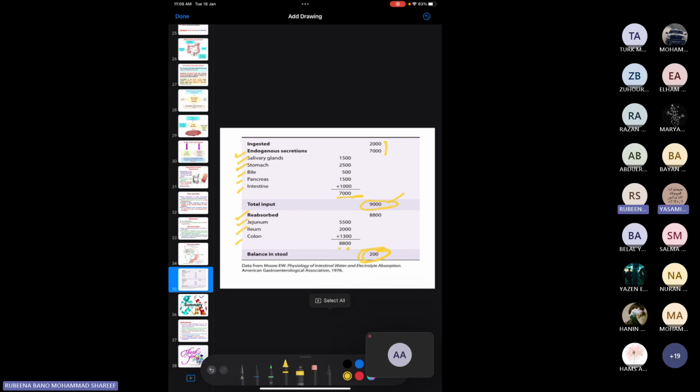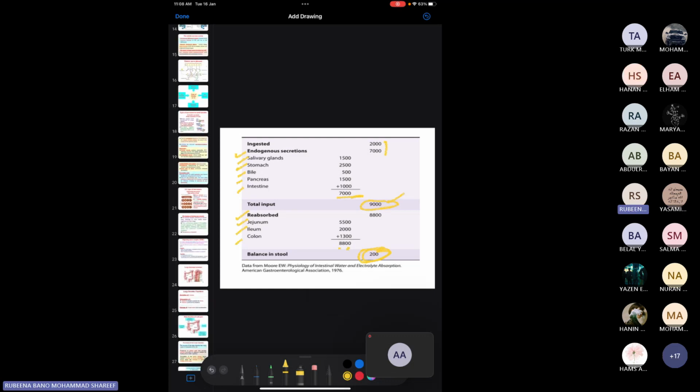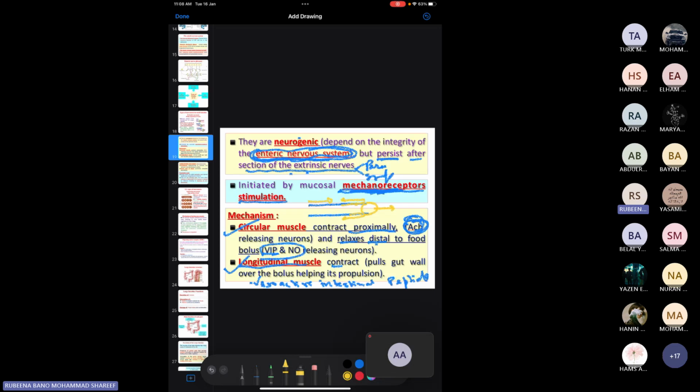Doctor, can you go to slide 19? Slide 19. Okay, this one. The sentence says neurogenic, but persists after section of extrinsic nerves. I didn't get it. What nerves do we exactly section? Oh, okay. Neurogenic.